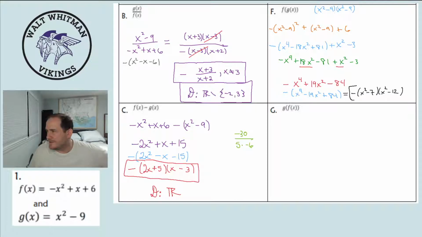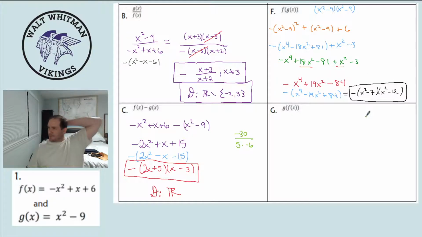But there's your final factored form. We can't factor either any further, so it's cool to stop there. What's our domain?